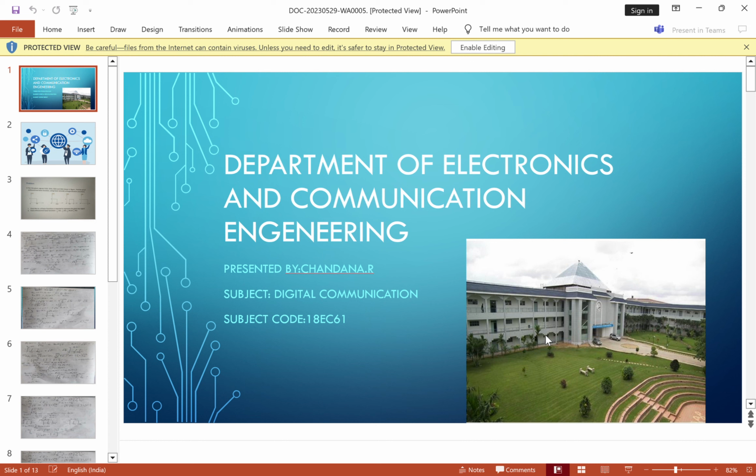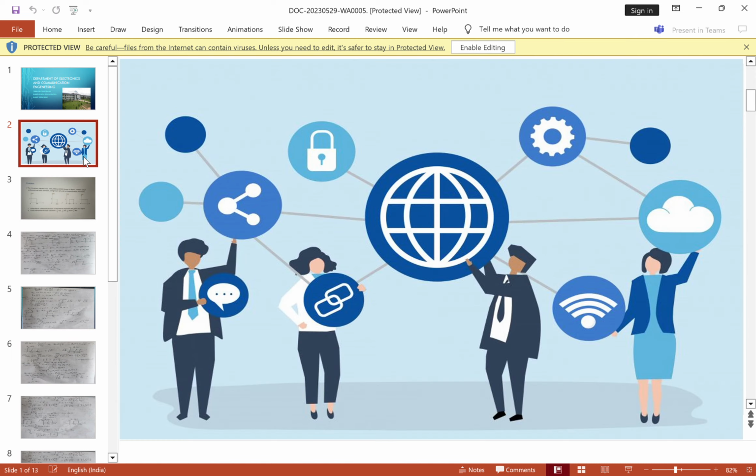Today's subject is Digital Communication, code 18EC61. So what exactly does digital communication mean? Digital communication includes data transmission and data reception. It is the transfer and reception of data in the form of a digital bit stream or a digitized analog signal, transmitted over a point-to-point or point-to-multipoint communication channel.